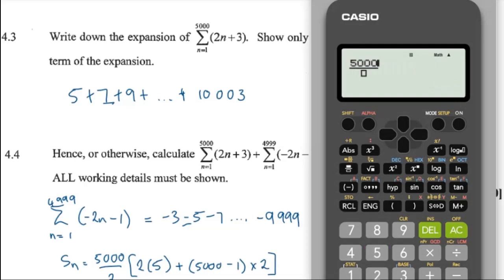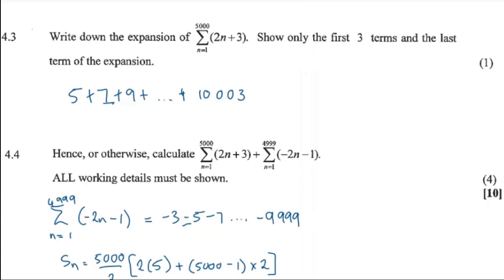So 5,000 over 2, open the bracket, 2 by 5 plus 5,000 minus 1 times 2, close the bracket. We got that massive number. Let me see. That's 25,020,000.